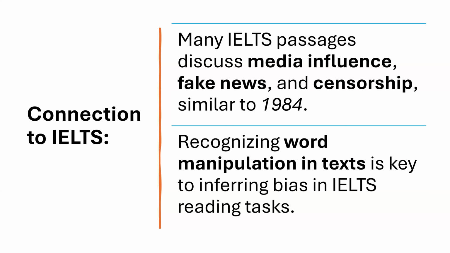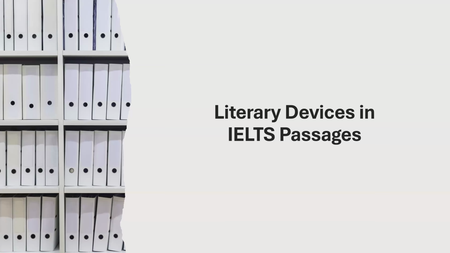Now, what is the connection to the IELTS again? Many IELTS passages discuss media influence, fake news, and censorship, which is similar to what we have in the book 1984. So recognizing word manipulation in text is key when you want to infer bias in IELTS reading tasks, or whatever English language test that you're doing.